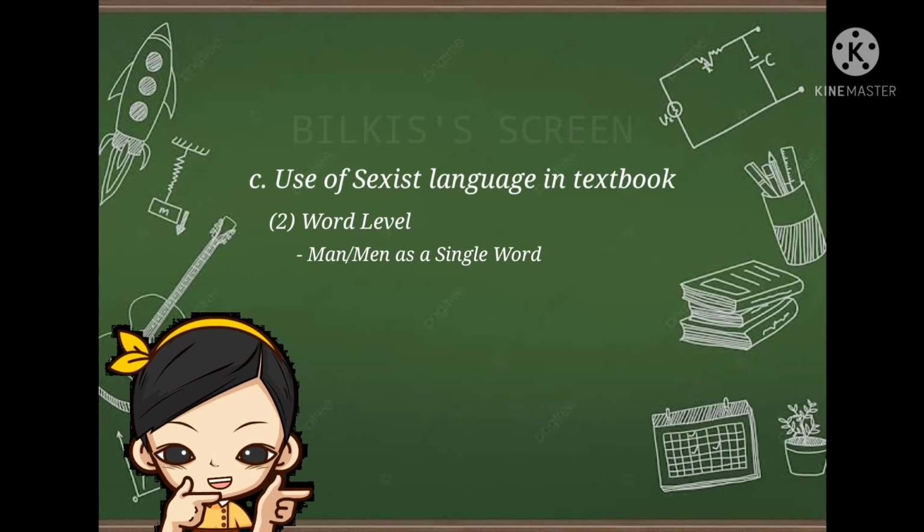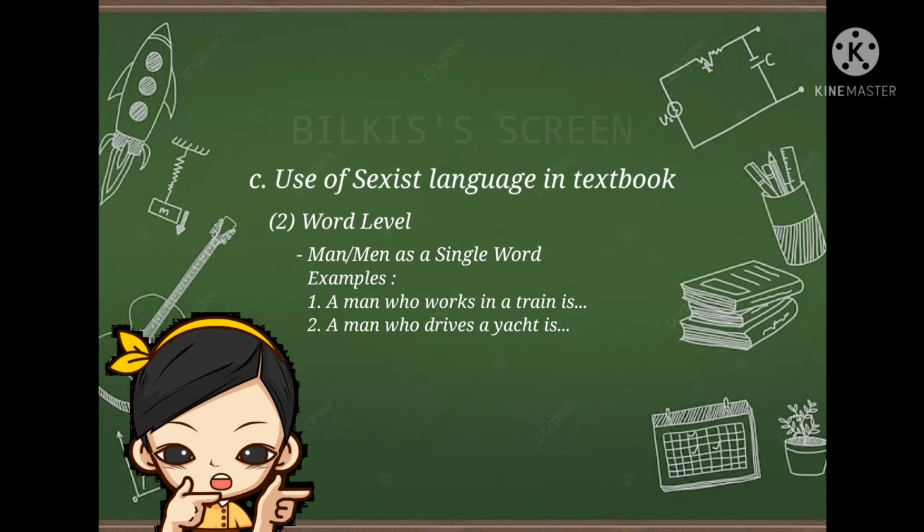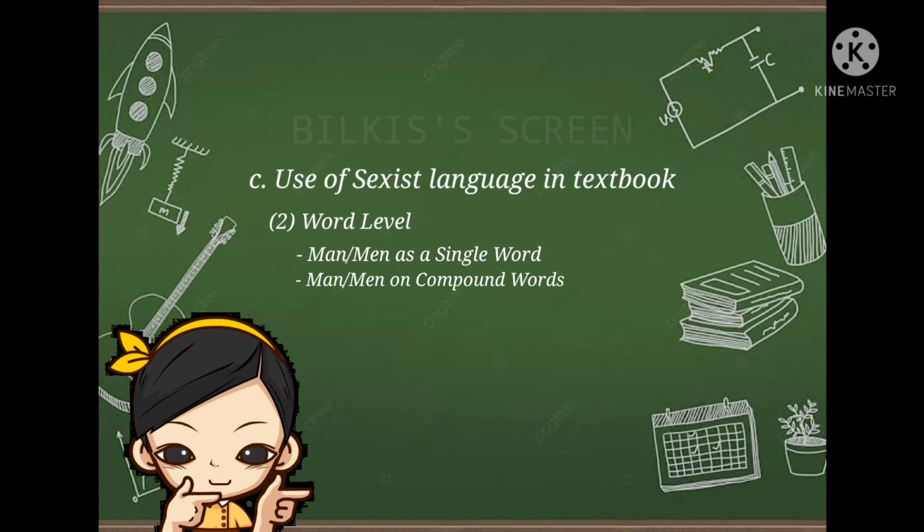Then there is also the word man, which refers to a person, such as the following example sentences. The first sentence is, a man who works in a train is blank blank blank. The second sentence is, a man who drives a yacht is blank blank blank. The sentence implies someone, describing only the implied man. Obviously, there is a discrepancy.